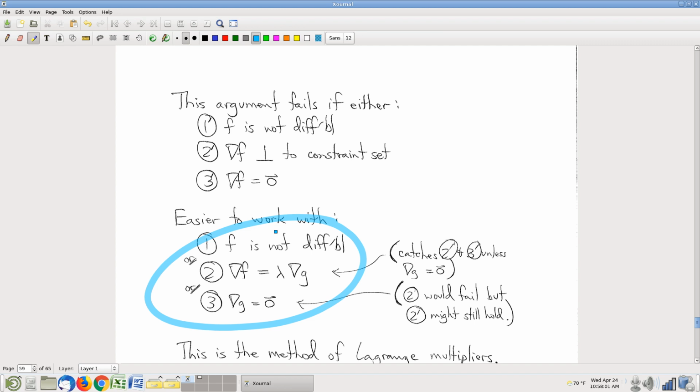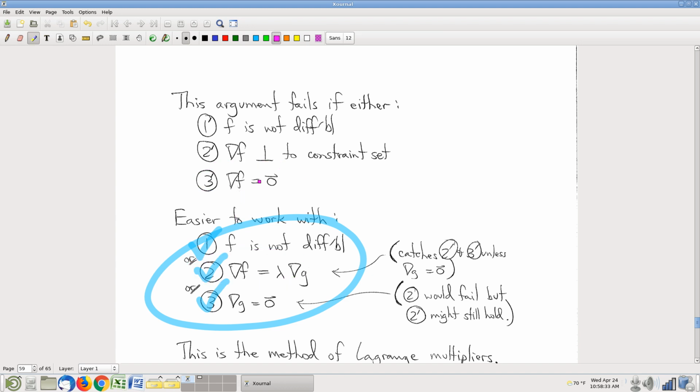So these are easier to work with, though, and so we're going to look for points where the function fails to be differentiable. We're going to look for the geometric lining up where the gradient of f and the gradient of g point in the same direction, namely one's a multiple of the other. And then we're going to look for when the gradient of g is 0. And again, I'm aware that we were previously worried about the possibility of the gradient of f being 0, but that's actually inside of here. That would just be lambda equals 0.